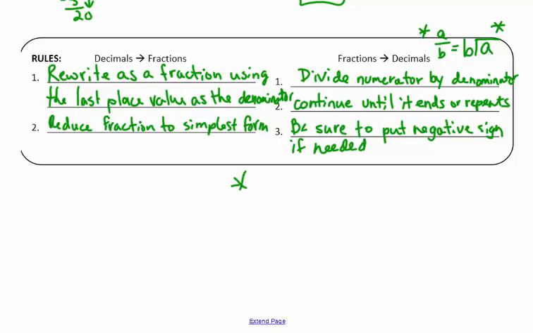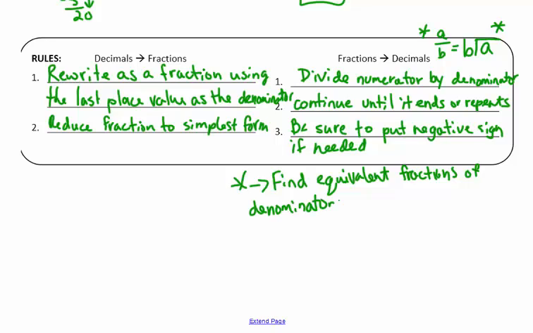The other way that we talked about, find equivalent fractions, if you like that method, with denominators of 10, 100, 1,000, something like that, and then write it as a decimal. So there's two different methods there. The one will always work, the one sometimes works.